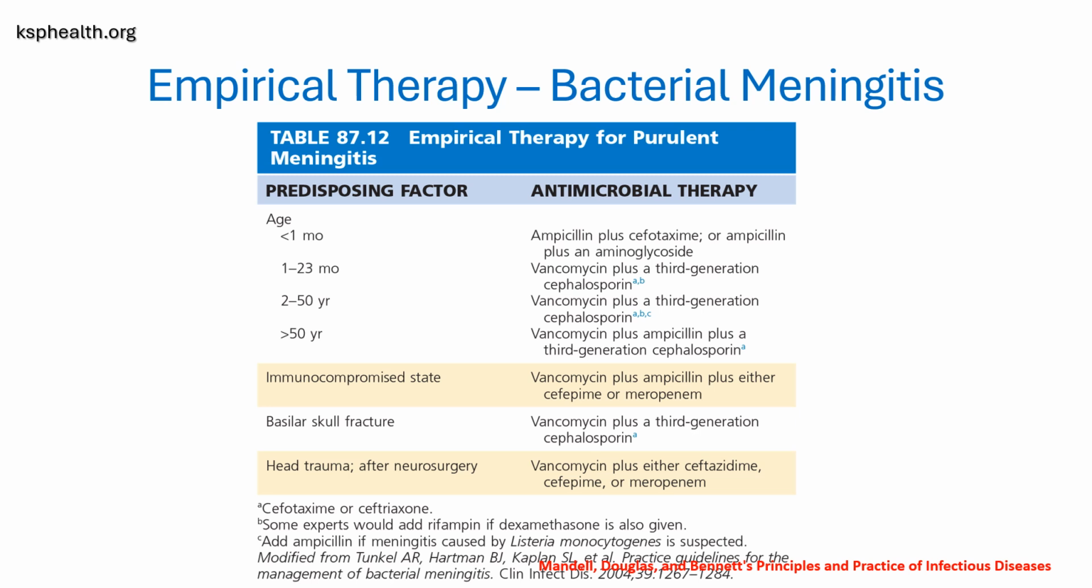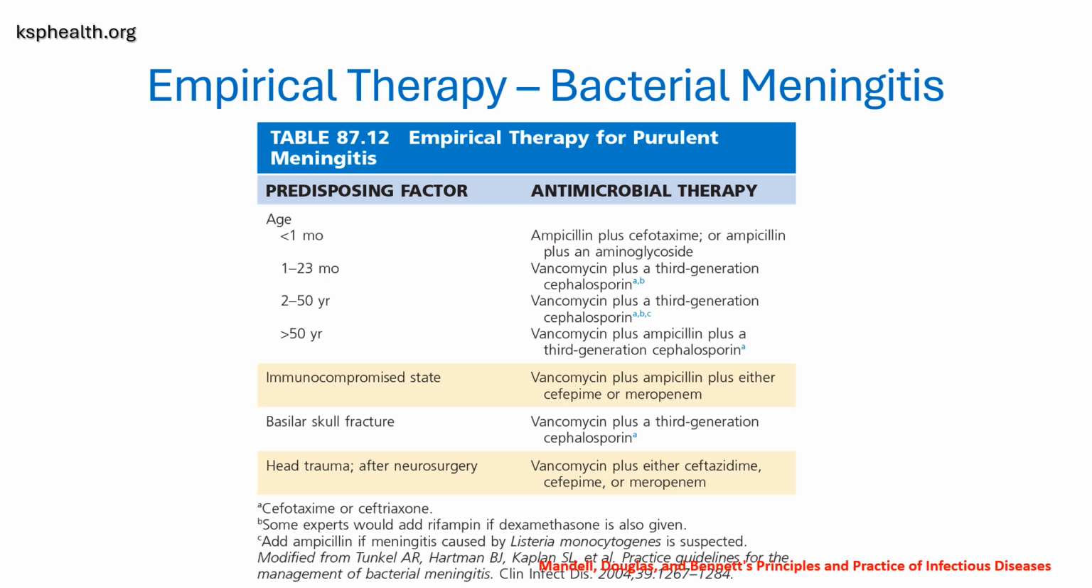In patients above 1 year up to 2 years, vancomycin plus third generation cephalosporin, and the same empiric therapy continues all the way up to 50 years. These are all United States guidelines. If the patient is more than 50 years, ampicillin is added along with vancomycin and third generation cephalosporin. Ampicillin is added in patients above 50 years of age and less than 1 month old to cover for listeriosis.